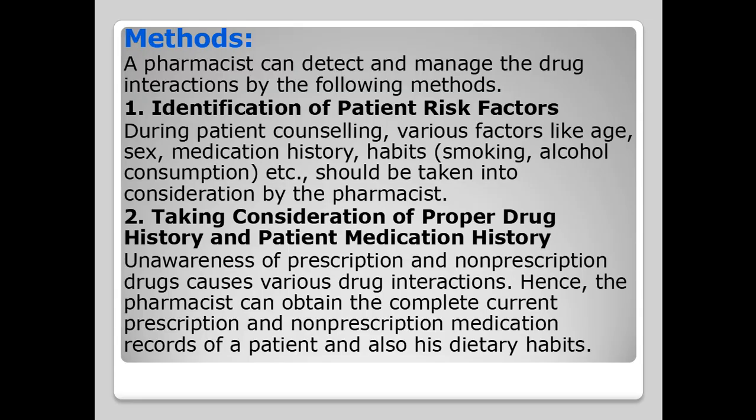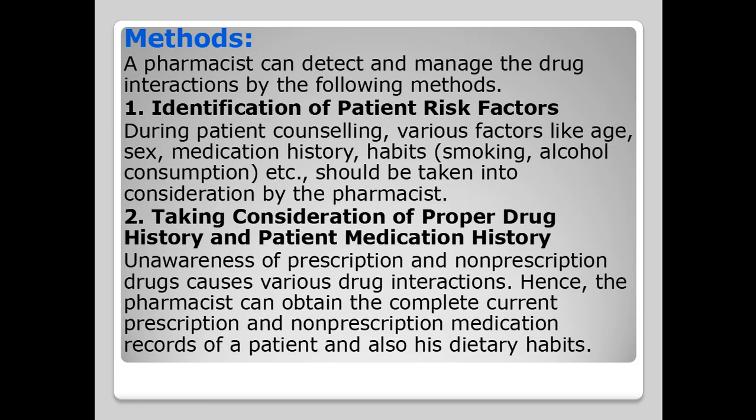Then the methods. A pharmacist can detect and manage drug interactions by the following methods. First is identification of patient risk factors. During patient counseling, various factors like age, sex, medication history, habits like smoking, alcohol consumption, etc. should be taken into consideration by the pharmacist.